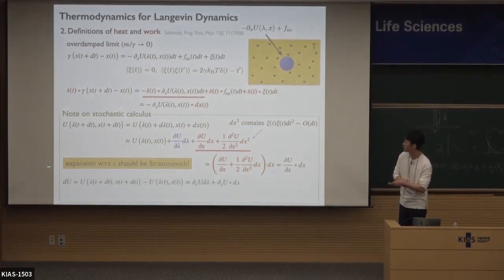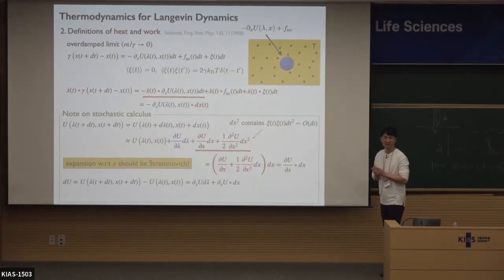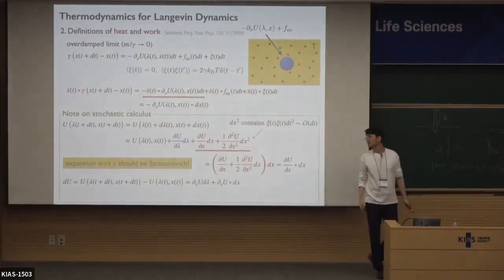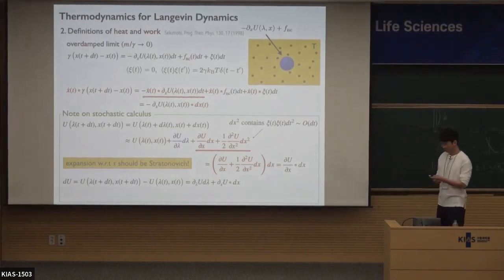It means that, this is a total derivative of u, some function, then by using the chain rule, this is a partial derivative of lambda, and this is a partial derivative of x, but here it should be Stratonovich because of this reason. Okay, this is the second thing we have to memorize.